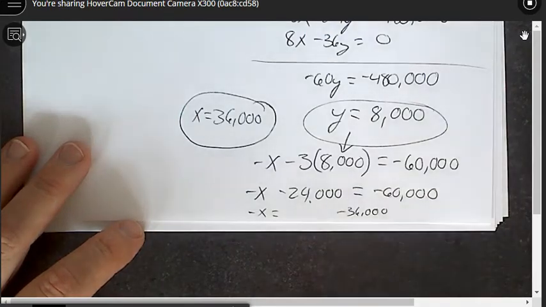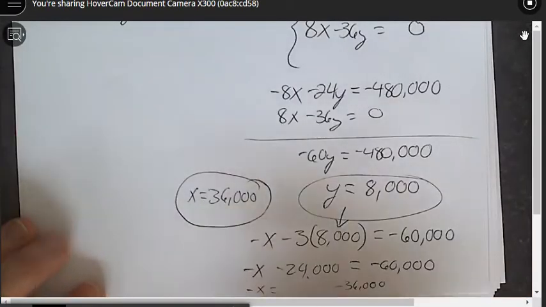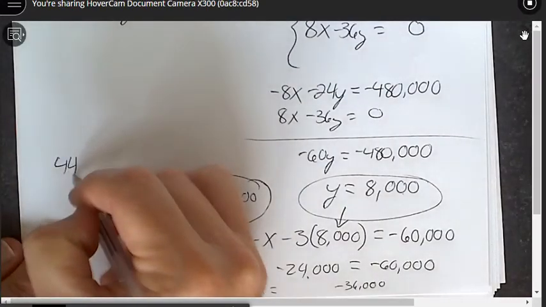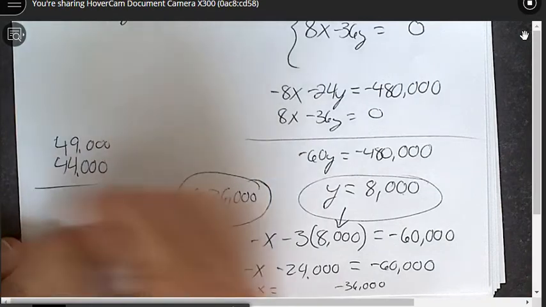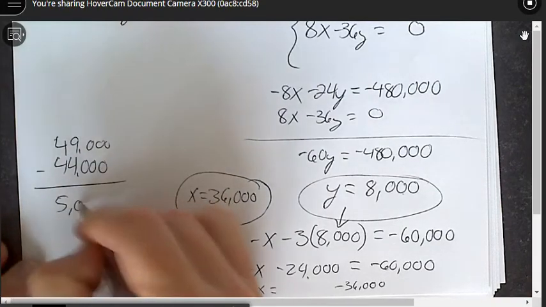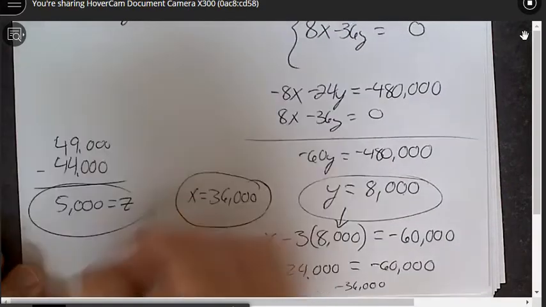Okay, and then to me, the easiest one from there is the very first one we had here, that the total investments was 49,000. Well, if we know that these two investments are 44,000 and our total investment was 49,000, we can just subtract those two to find out that last missing payment of Z would then be 5,000.